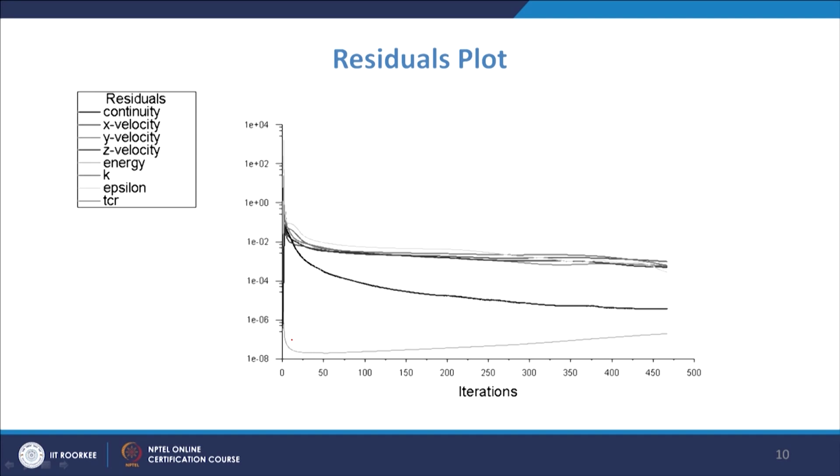As we see, we have set the residual plots, and this is how it will come. After some time, if the residual conditions are met, as you see for continuity, x velocity, y velocity, z velocity, energy, turbulent kinetic energy, and epsilon, which is the rate of dissipation of turbulent kinetic energy, and if you are solving even for a tracer or scalar quantity, that is also solved.